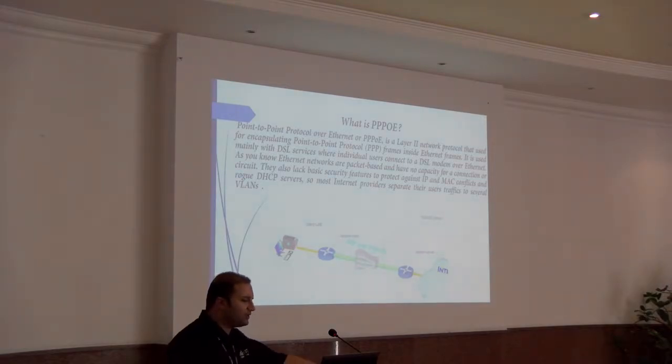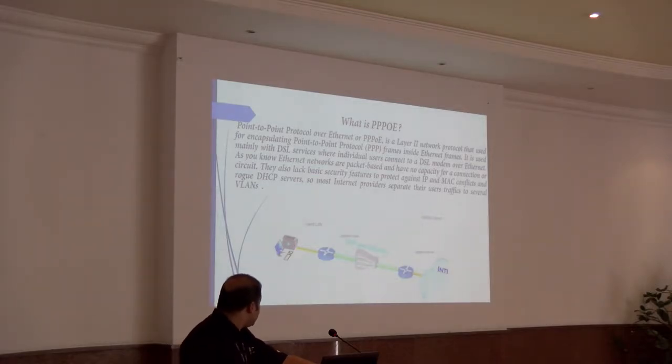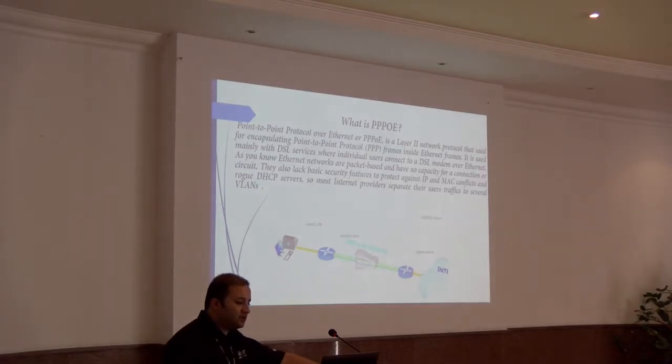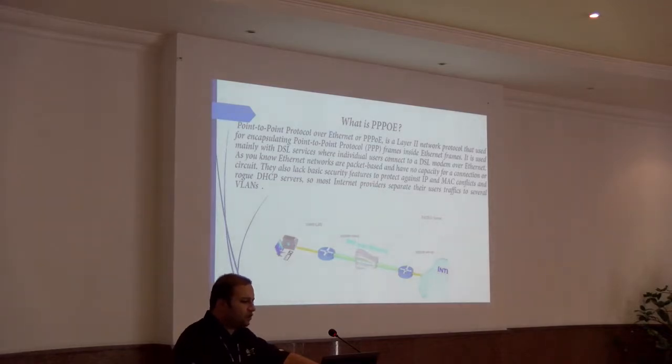As you know, Ethernet networks are packet-based and have no capacity for connections or circuits. They also lack basic security features to protect against IP and MAC conflicts and rogue DHCPs. So most internet service providers separate their users' traffic into several VLANs.